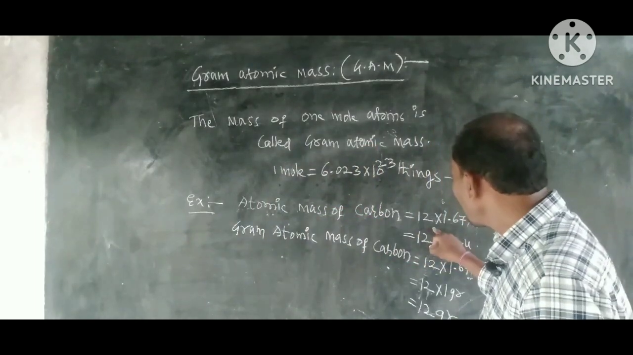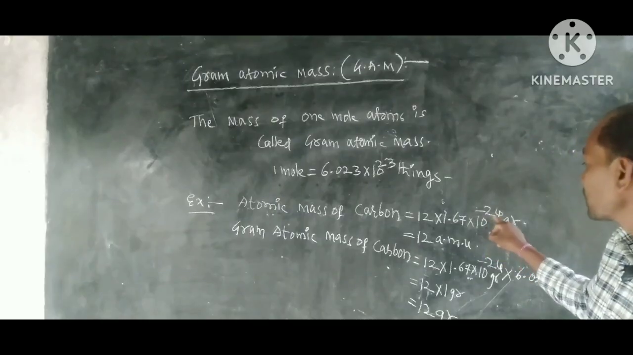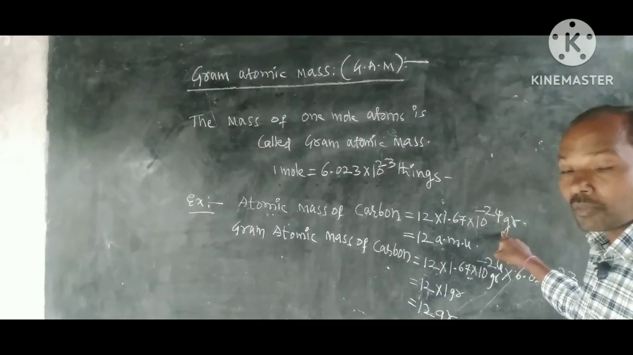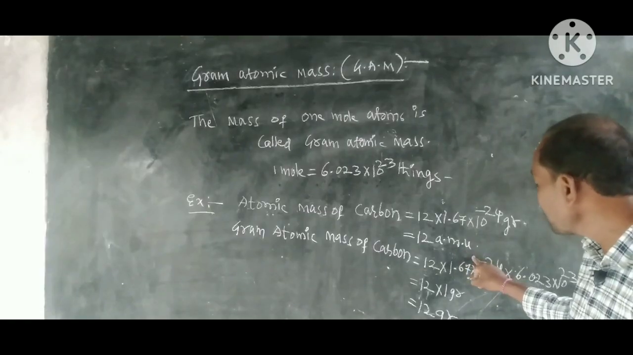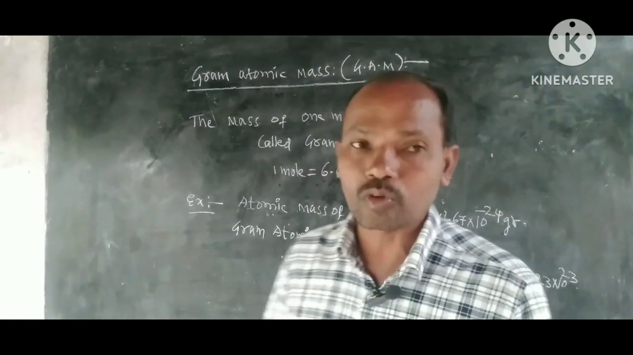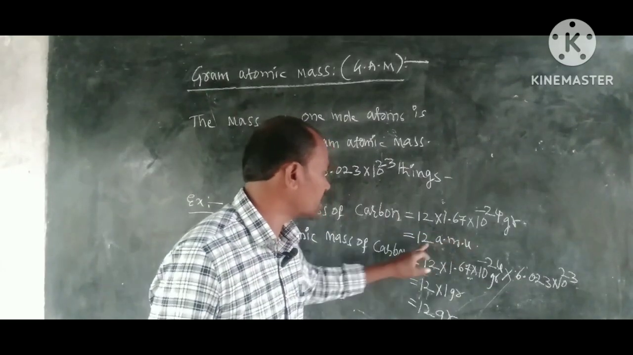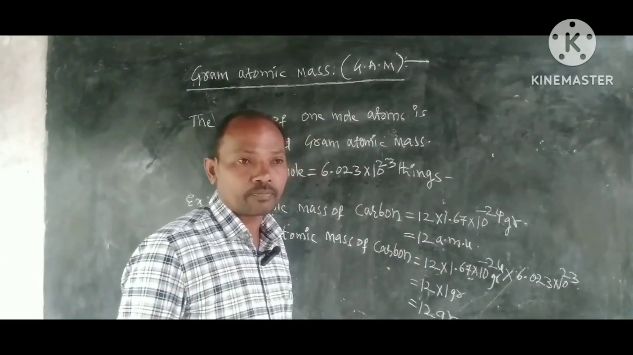Atomic mass of carbon is equal to 12 into 1.67 into 10 power minus 24 in grams. But in AMU, it is 12 AMU, because 1 AMU is equal to 1.67 into 10 power minus 24. So that is equal to 12 AMU. This is the atomic mass of carbon.